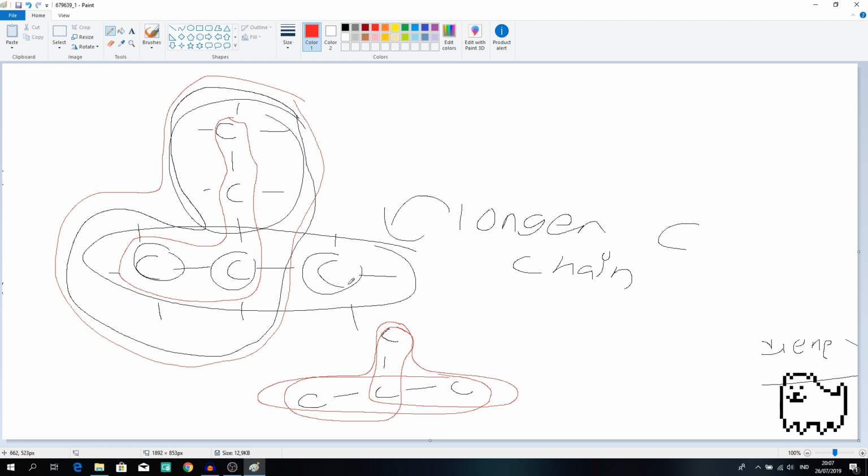But when things start to get more complex like this, you have to think harder to identify the longer carbon chain. Just draw a line or something, and then you'd be like, yeah, 4 carbons, so that's the longer chain that you're dealing with. Yeah, real tricky, real annoying.